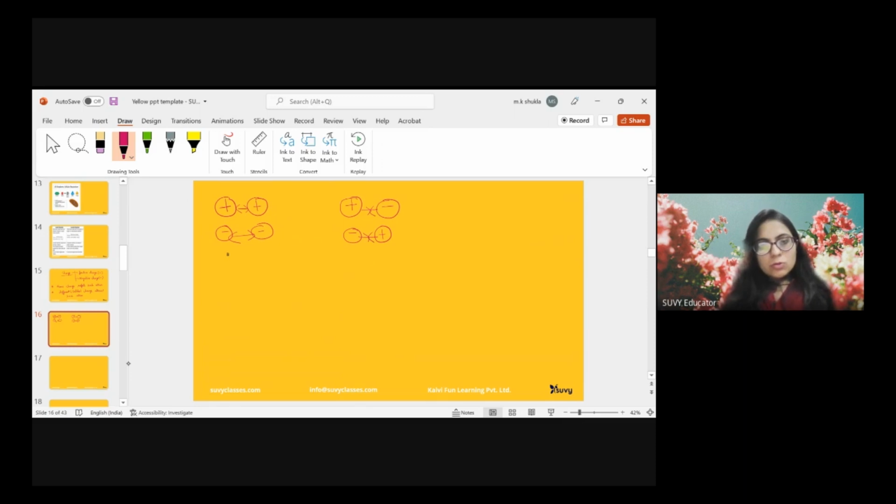Okay. So when there's a plastic refill, a charged refill, and a charged balloon, both have different charges. Like the refill has a plus charge and the balloon has a negative charge. So there will be attraction. Okay.